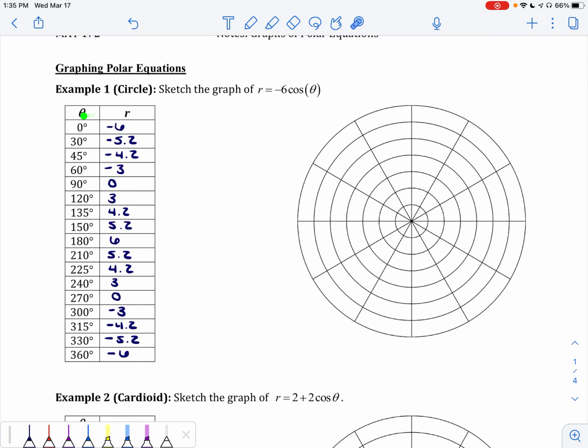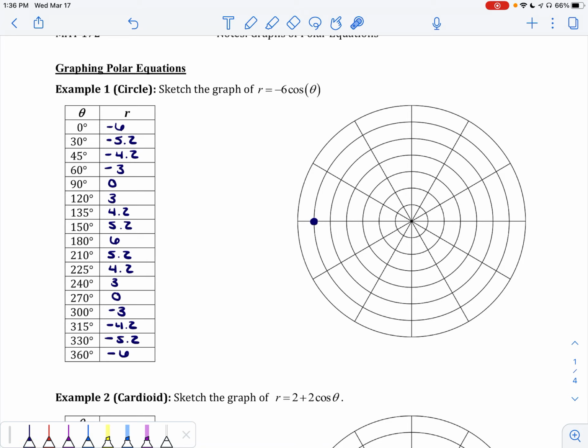All right, so our first point, we have 0 degrees, -6, okay? So 0 degrees, of course, is right over here on this line. Now a radius of -6, remember, is going to flip us across the origin onto our 180-degree line. And we're going to go out to our 6th circle for that radius of 6. We're going to plot our point right here.